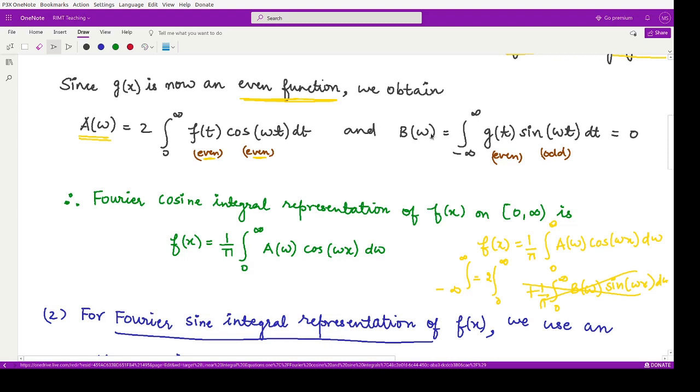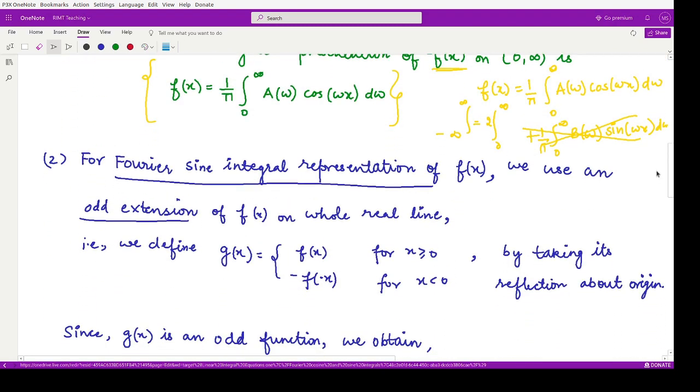And what is b omega? b omega was the integral of g of t into sine of omega t dt. Now g of t is an even function and sine is an odd function, so their multiplication would be an odd function. And we know the integration of an odd function from minus a limit to the same limit is 0. That is why this term is not present. So this is the expression for the cosine integral representation of any function f of x on the given interval 0 to infinity.